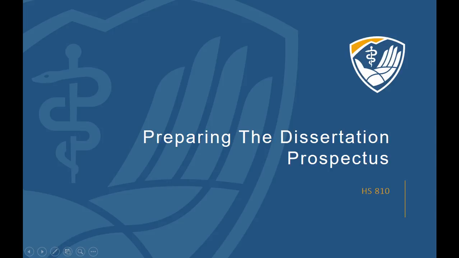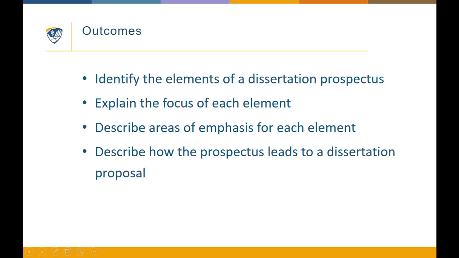So the objectives for this video are to, first of all, identify the elements of a dissertation prospectus as set forth in the RMU dissertation guidelines, explain the focus of each element to give you an idea of what should be included, describe the areas of emphasis for each element. In other words, these are the things that we're going to be looking for as faculty, and your cohort colleagues will be looking for to decide on the appropriateness of your study, and then talk a little bit about how we take the prospectus and then scaffold that to a dissertation proposal. So I'll be talking about areas that might not be as developed in the prospectus, but then become more developed in the proposal.